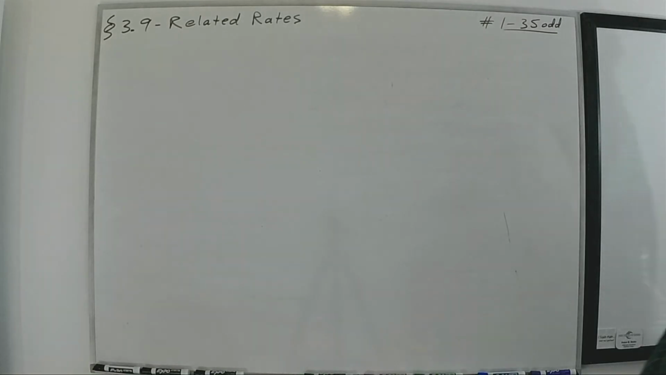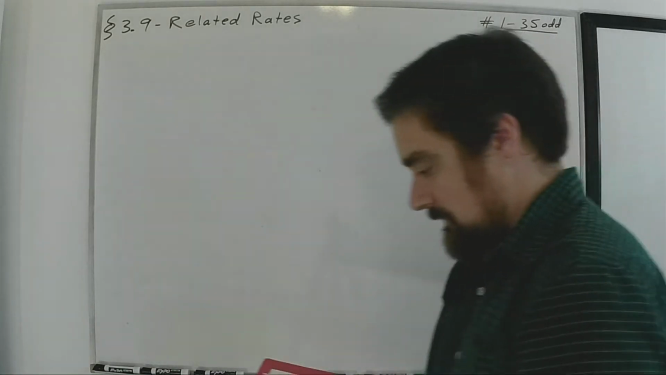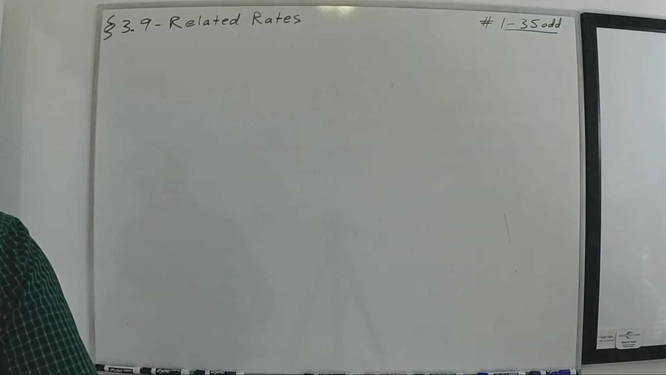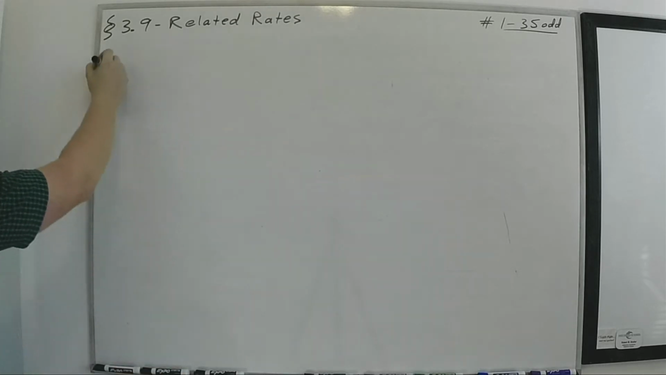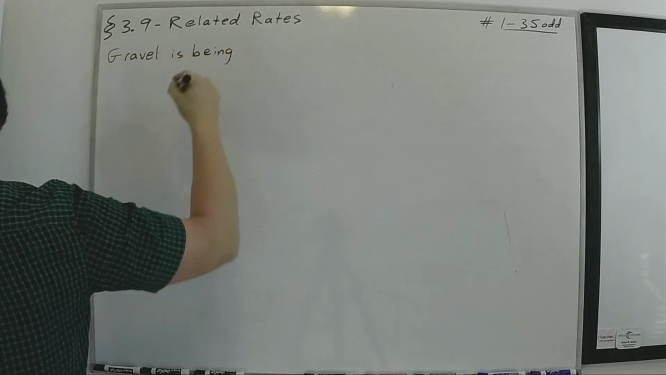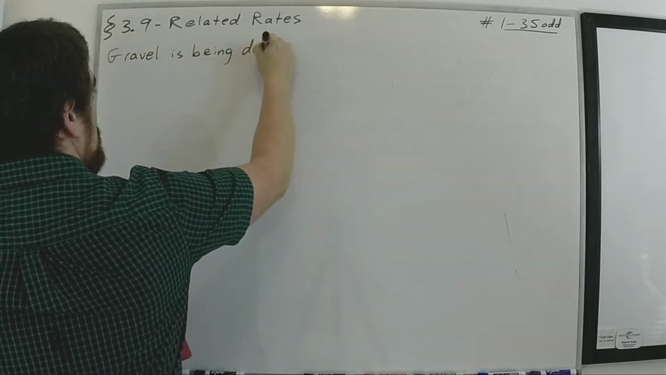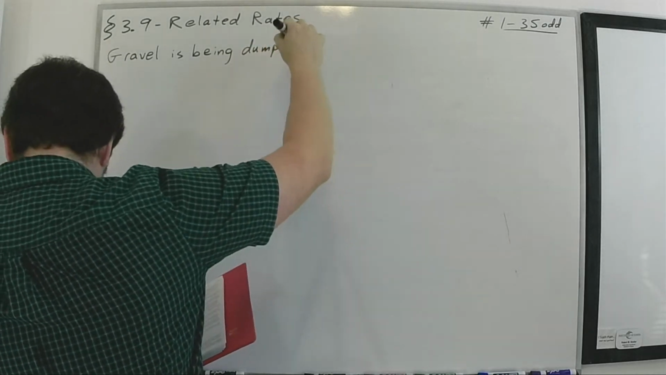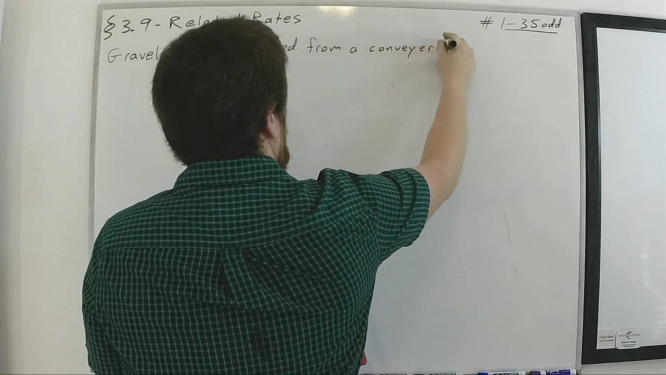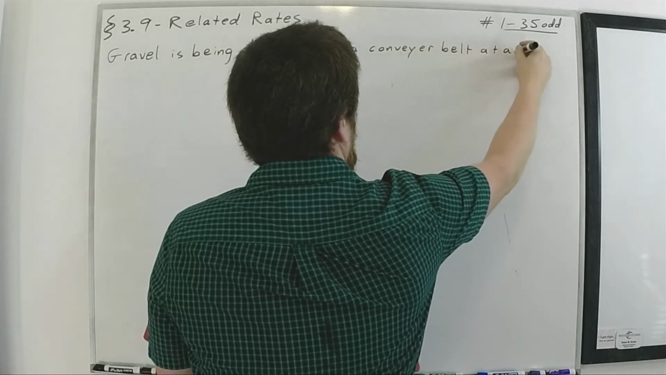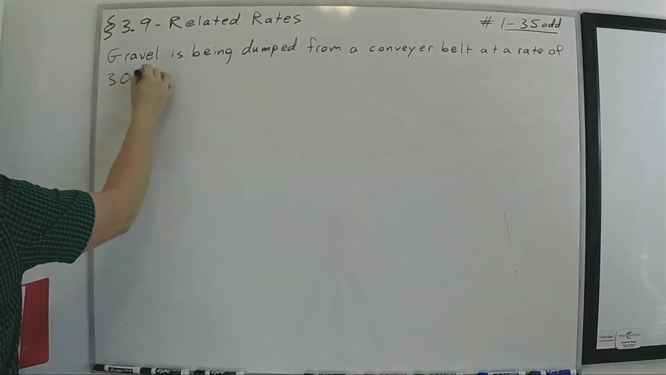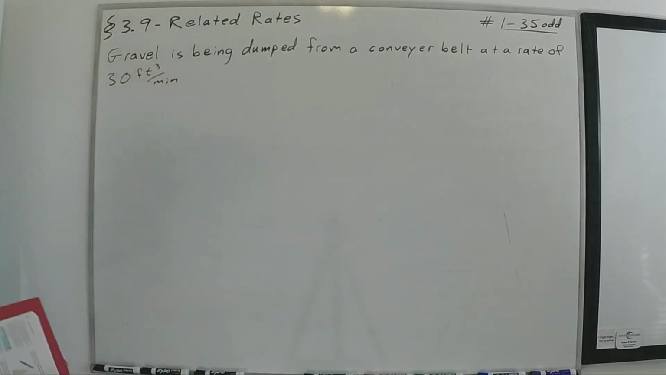So again, you got to really hone in on these relations. Hopefully this one will be a really nice problem. This one says gravel is being dumped from a conveyor belt at a rate of 30 cubic feet per minute.